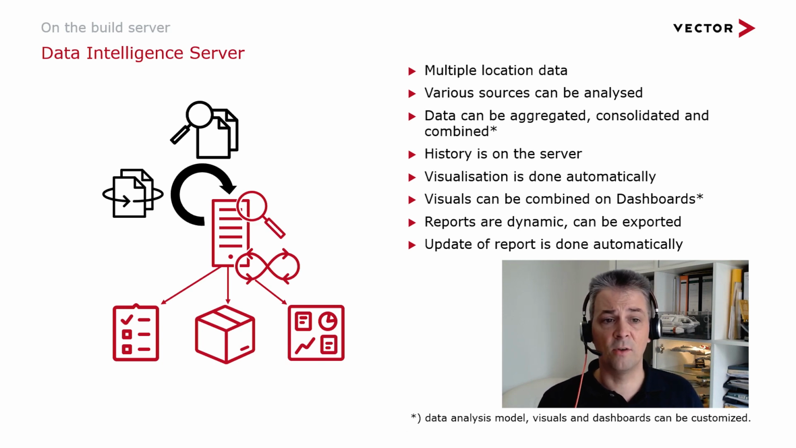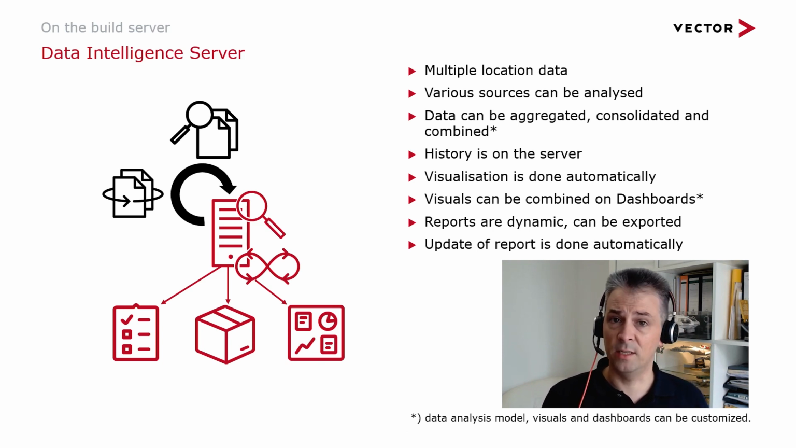Summarizing the data intelligence server, we can analyze multiple location data. The server is able to pull the information. Various sources can be analyzed. The data can be aggregated, consolidated, and combined. The history is again on the server. The visualization is done automatically. It can be combined on dashboards. The reports are dynamic, can be exported, and the update of the report is done automatically. Of course, these intelligence servers also offer the possibility to customize the model in which the data is analyzed, the visuals and dashboards.